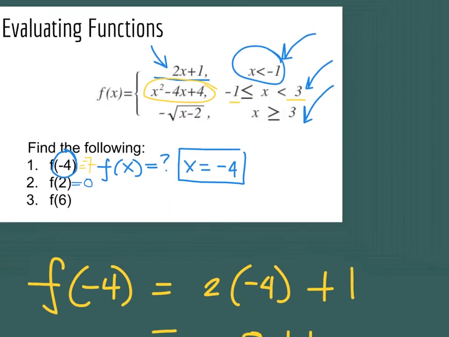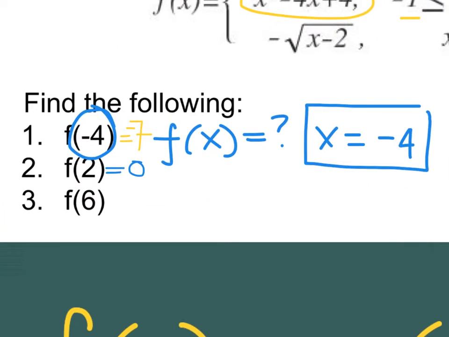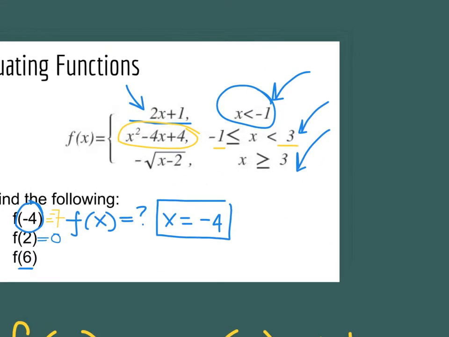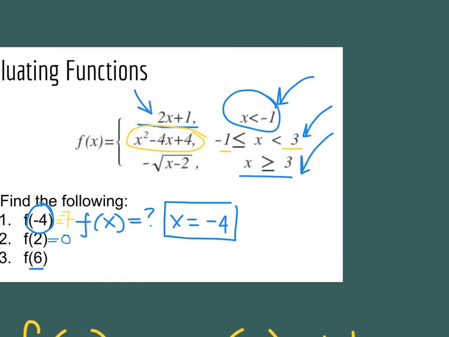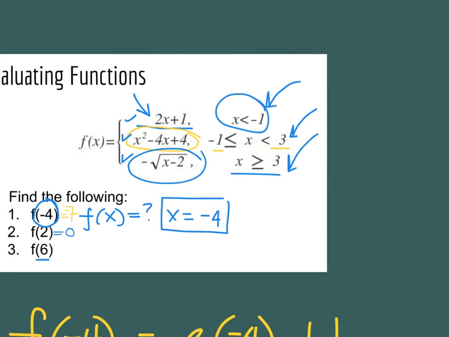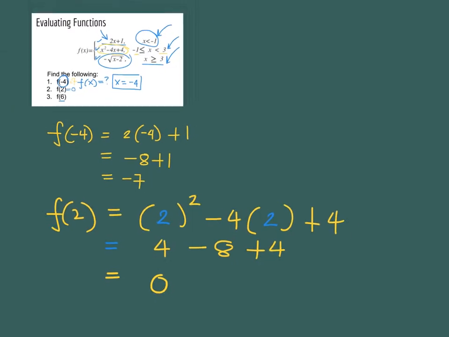Finally, f of 6. Again, we have to focus on the given number, which is 6. 6 will fall under the interval 3 to positive infinity, or x bigger than or equal to 3, because 6 is a number bigger than 3. So that means the function that we have to select from the 3 options, this should be the expression.